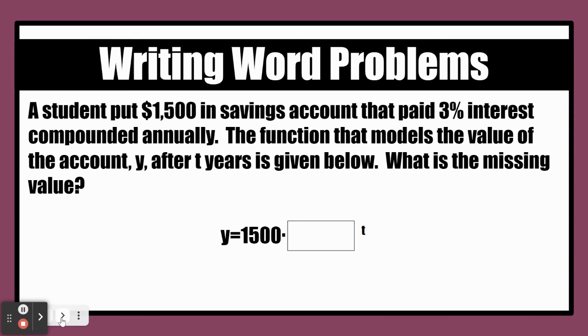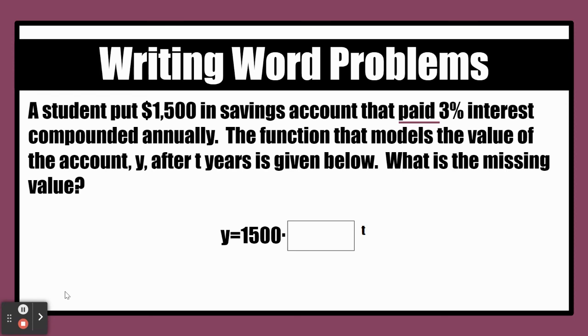Let's get started. So the first thing we need to do is determine if we have a growth or decay word problem and look for a keyword here. And our keyword here is paid. We have a savings account that paid 3% interest. That lets me know that this account will be growing, and so therefore it's going to be increasing. So I will be using the growth formula.